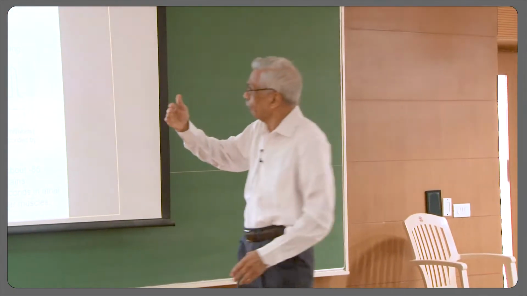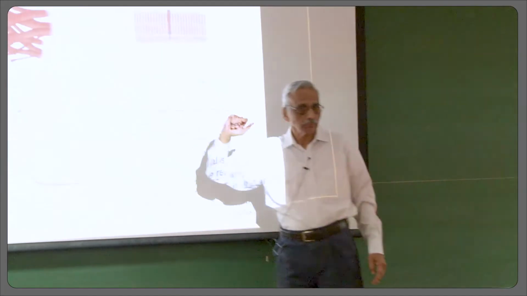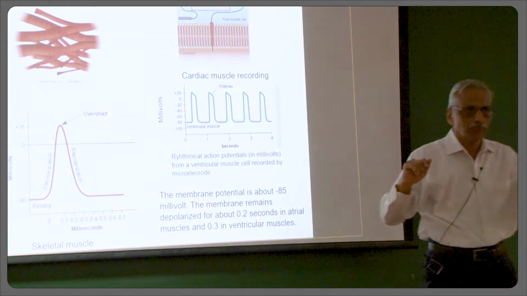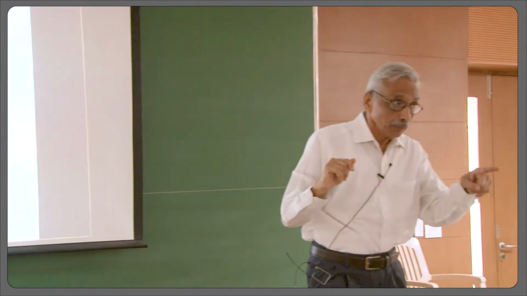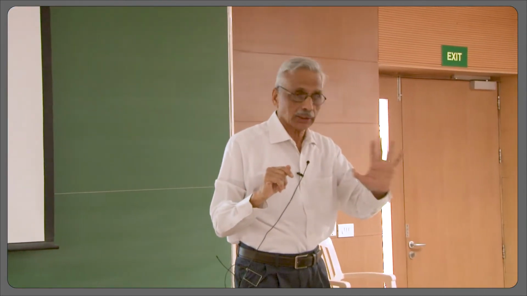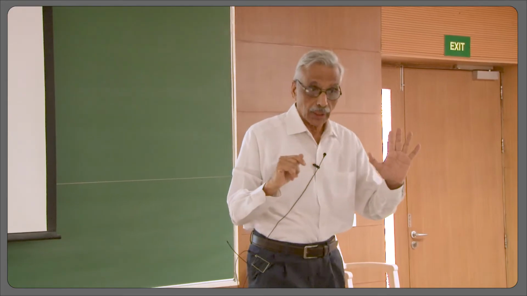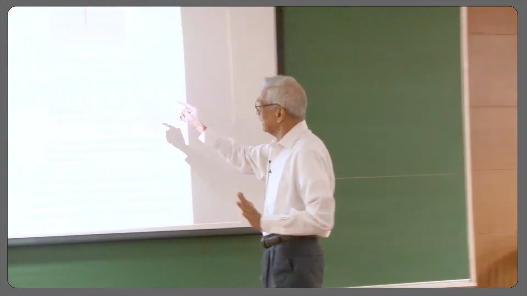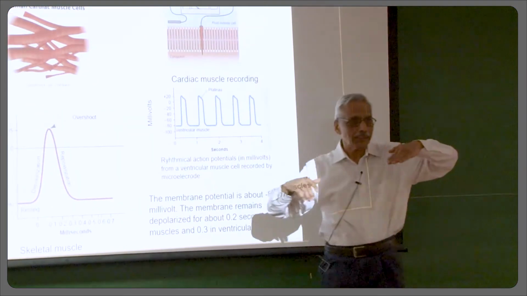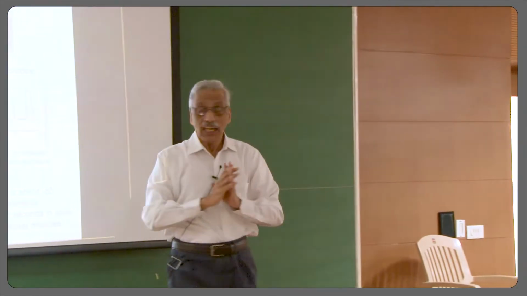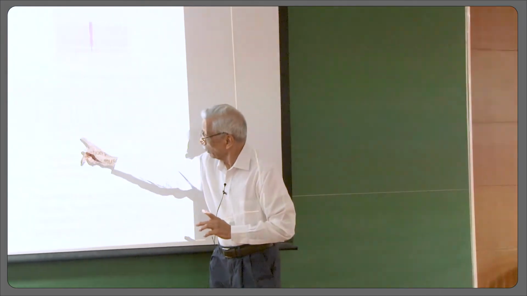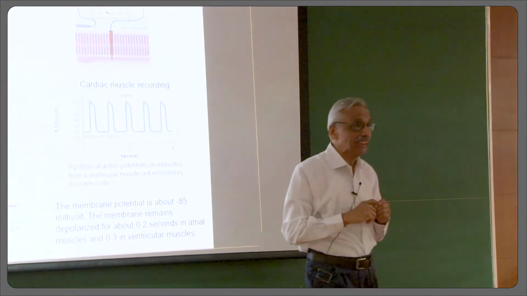Okay, and it goes how far? It goes almost to plus 20. So, for a very short period of time, inside has become plus 20, which means there is a reversal of polarity. The cell is completely depolarized. And then there is a slight decline, but it almost remains like a plateau, and then suddenly it drops and goes back to the baseline. The plateau remains for about 0.2 to 0.3 seconds.